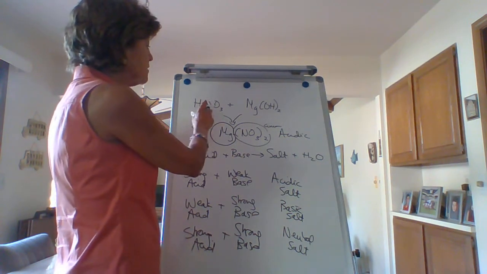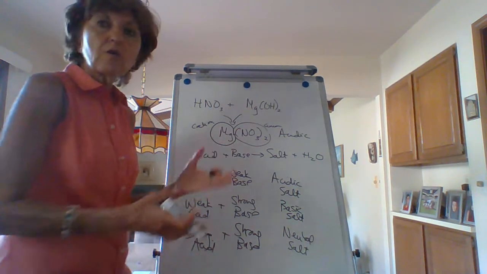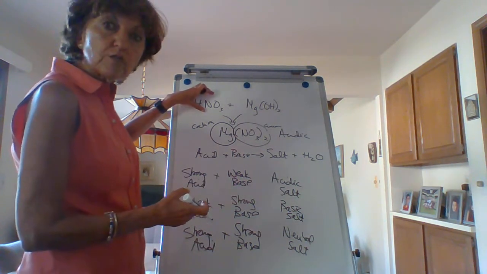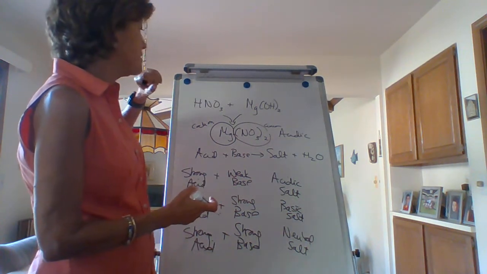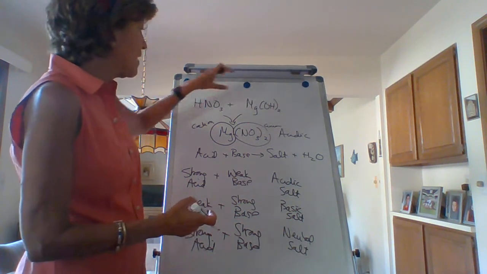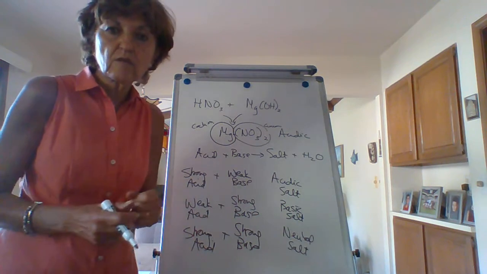Once you've got the original acid and the original base, you look at them. The original acid is one of the 7 strong ones. This is not a strong base. Strong acid, weak base gives you an acidic salt.